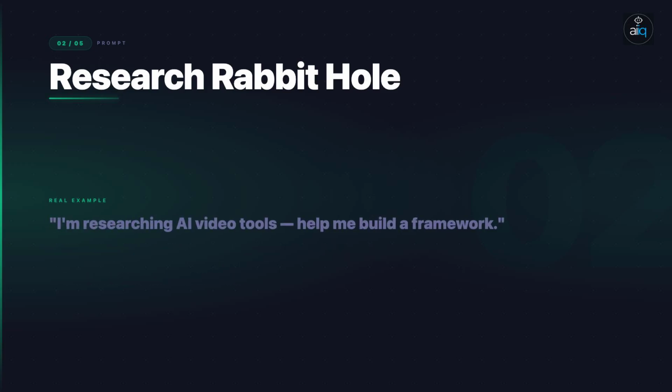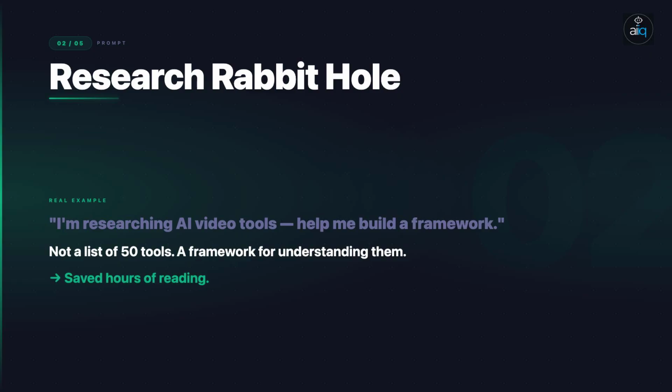Real example, I used this to understand the AI video generation landscape. I said, I'm researching AI video tools. I don't know this space deeply. Help me build a framework for understanding it. Instead of a list of 50 tools, I got, here's what you should actually understand about how these tools work. Here are the real questions to ask. Here's what most people miss. That framework saved me hours of reading.